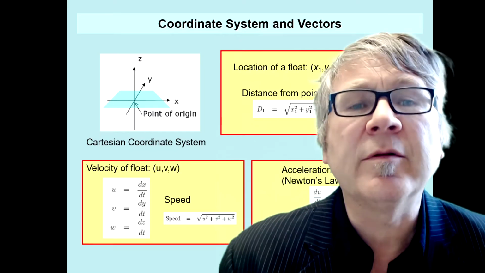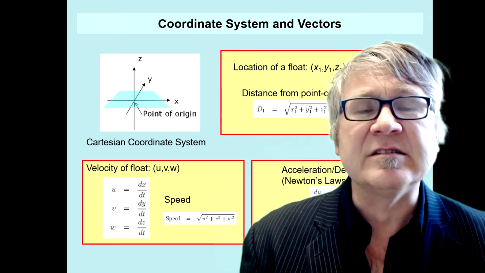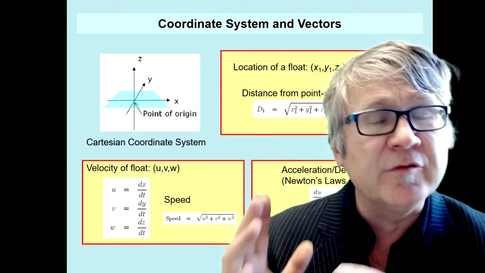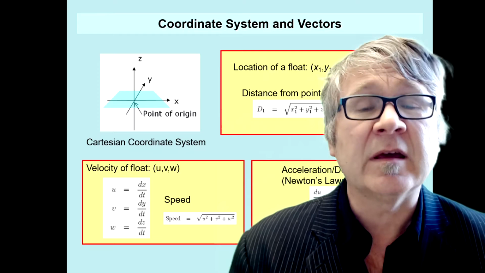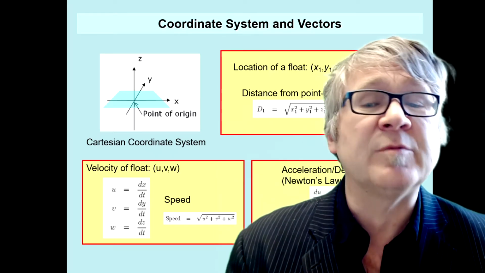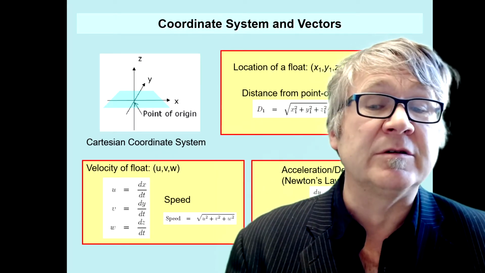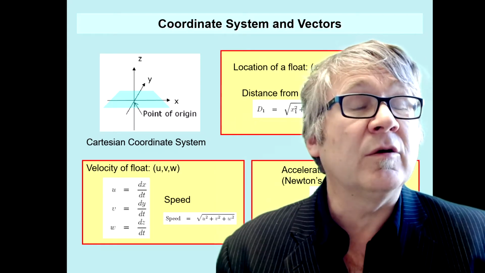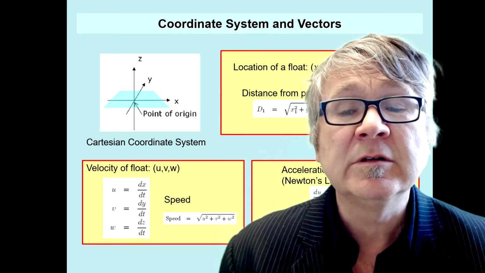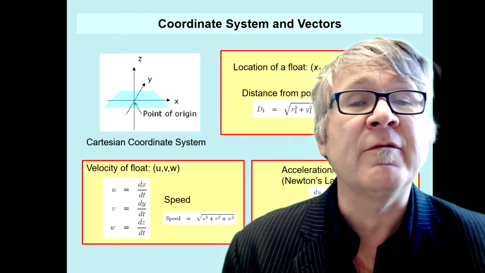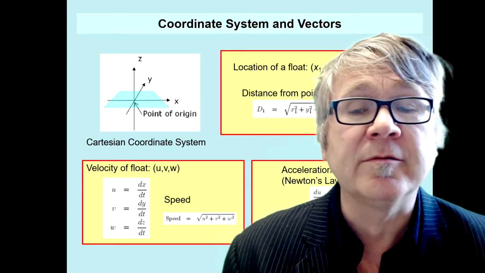Okay, let's talk about the Cartesian coordinate system. We will be using this coordinate system throughout. It's still designed like this. We have one axis that points to the east, called the x-axis. Then we have one axis that points to the north, the y-axis, and we have a vertical axis that points upward.